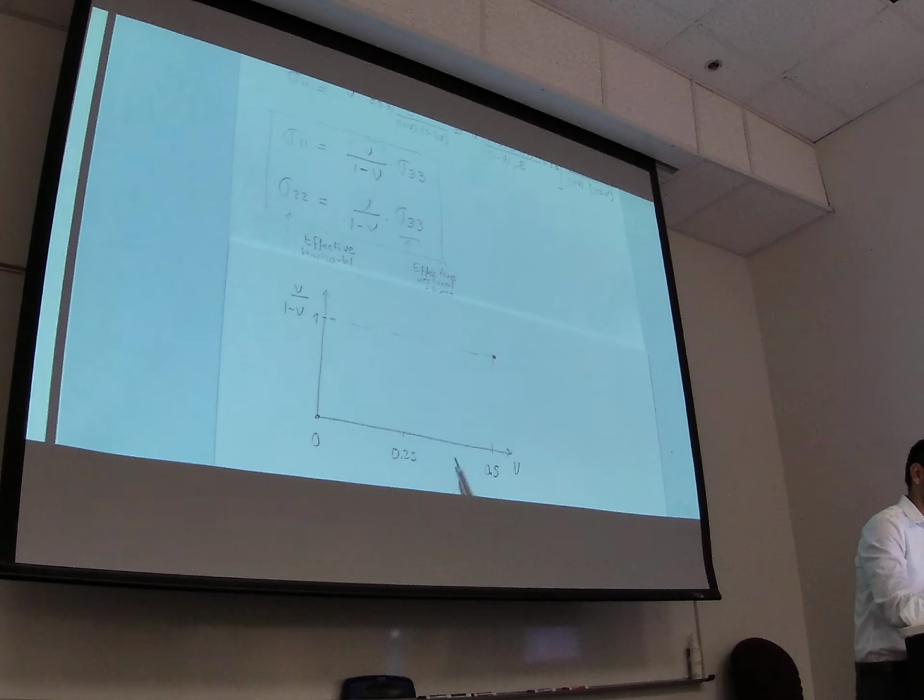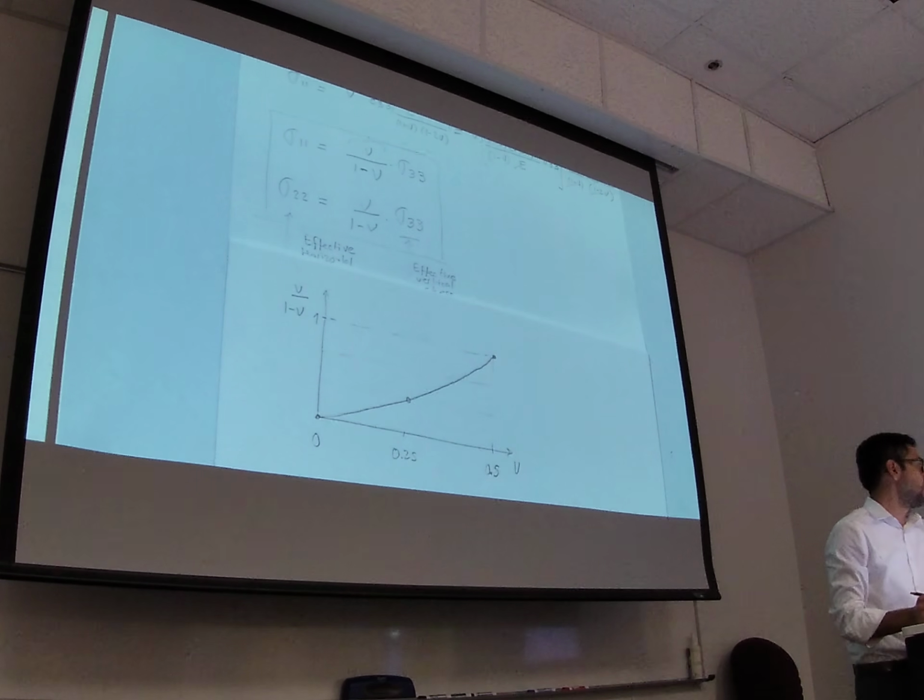It's going to be 0.25 divided by 0.75, that's 1/3. So let me divide this in thirds. It's going to be a point somewhere over here. And this is going to be a line with a concave curvature. It's going to be something like this.